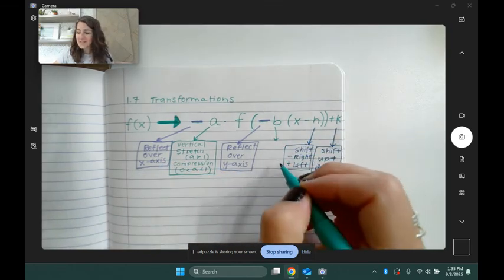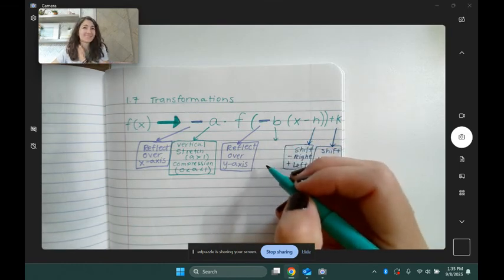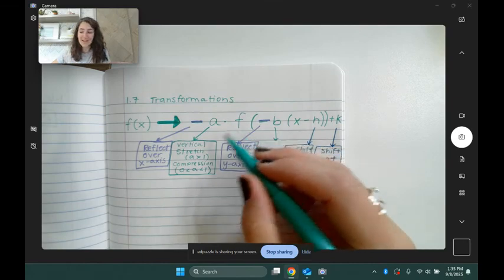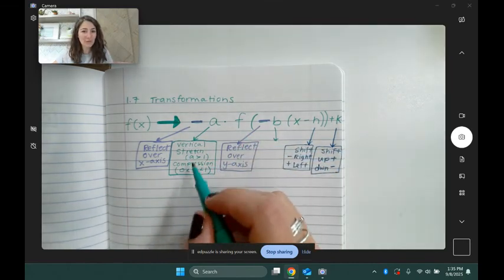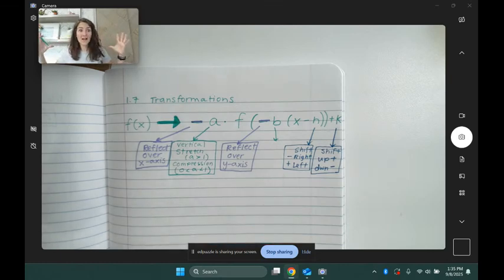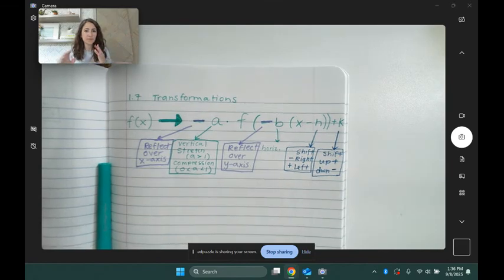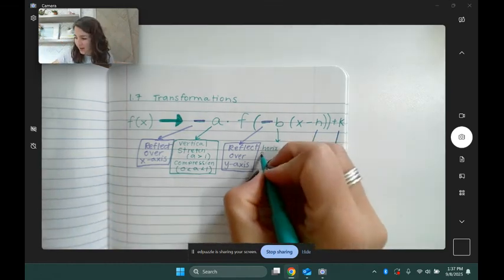Now B, from what I've noticed, is the least used day to day, because you can do a lot of things with this stretch and compression. But if I want to make something wider or thinner, horizontally, that's when I'm going to use this B. So it's going to be a horizontal stretch when the function is being pulled away from the y-axis. So it's going to be kind of opposite.